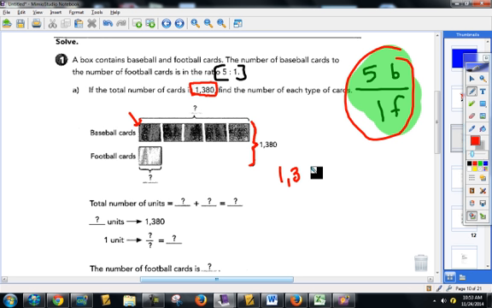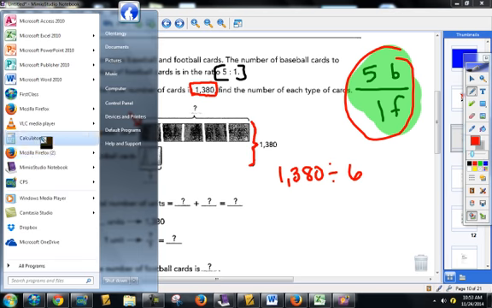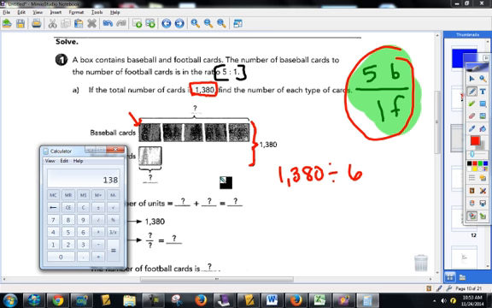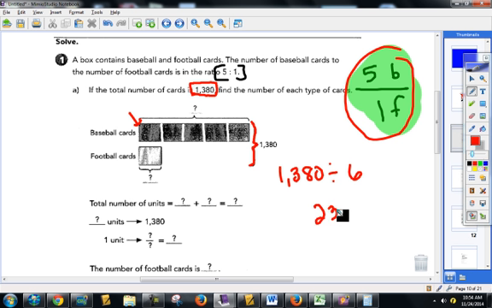1,380, and we are going to divide that by 1, 2, 3, 4, 5, 6, because there are 6 total squares up there. And when we do that, 1,380 divided by 6 is going to give us 230. So that means that each one of these little squares is representing 230 cards. Okay? And 230. Now we can figure out anything.